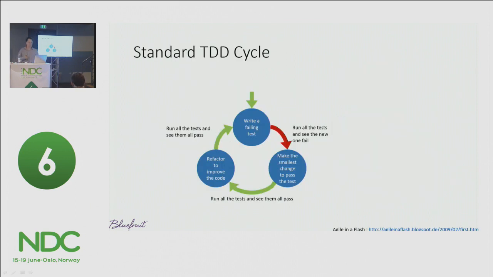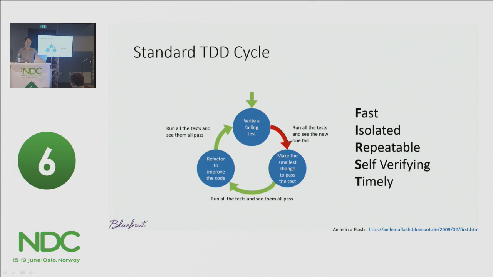So although I said I'm not going to mention it, I am going to start with it. So hopefully everyone's familiar with the TDD cycle. So you start off, write a failing test, see it fail, make a small change to make the test pass, see it pass, and then refactor to improve your code and your tests.